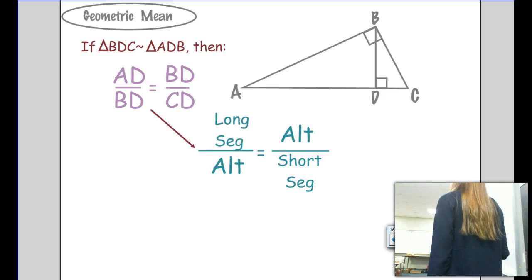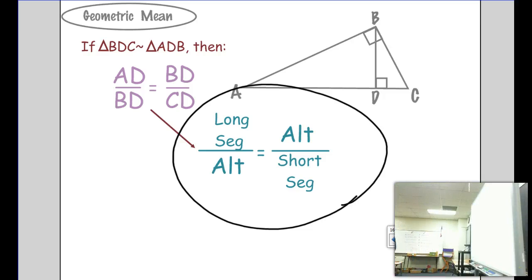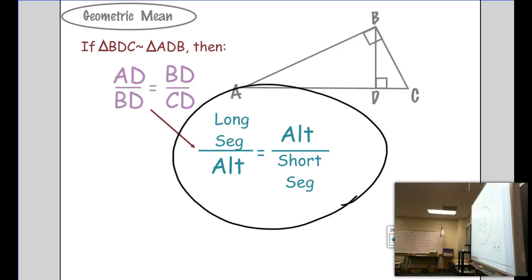Not there, but there. I need you to write this proportion down. I would write it right under this theorem, like under this proportion right here. Draw an arrow like I did, like instead of this, write this, because this will help you. The long segment over the altitude equals the altitude over the short segment. That's a lot of words. The long segment over the altitude equals the altitude over the short segment.